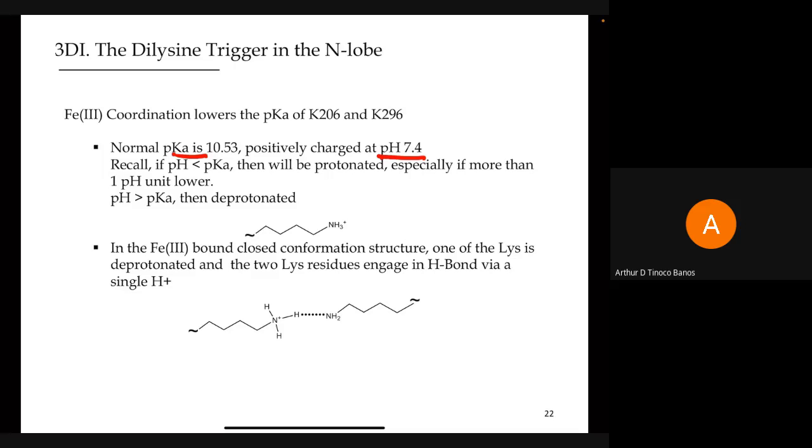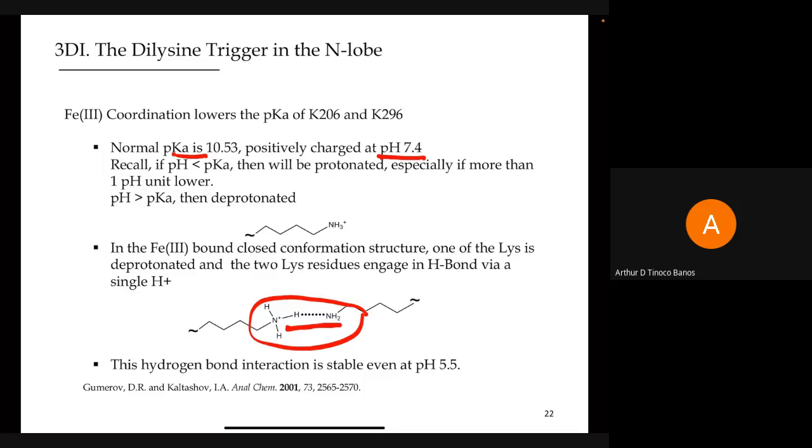However, when iron is bound to the protein and you have this closed conformation, what you have is one of the lysines deprotonated. And so now that remaining proton facilitates a hydrogen bond between the two lysines, and that helps to maintain this closed conformation. This hydrogen bonding interaction is stable even at a pH of 5.5. And that's pretty dramatic because at that pH, both of these lysines should be protonated, but they're not.